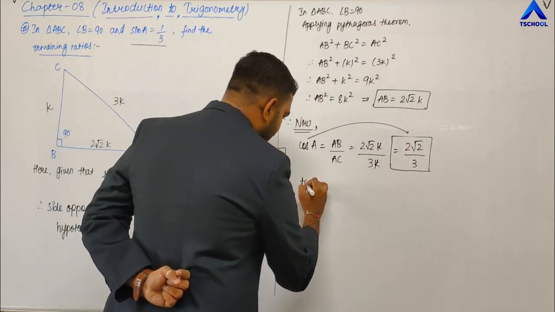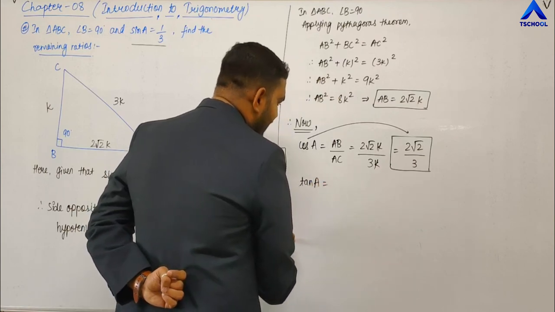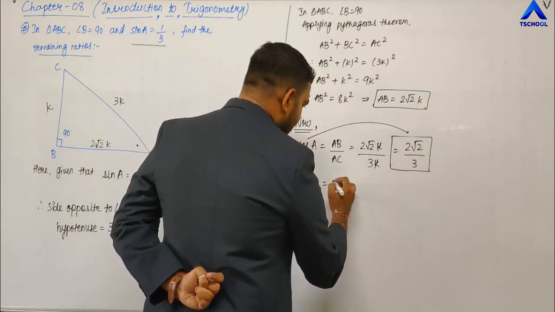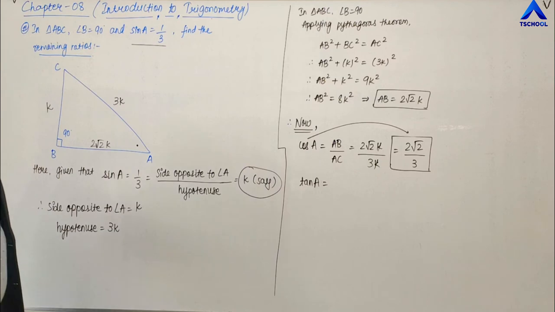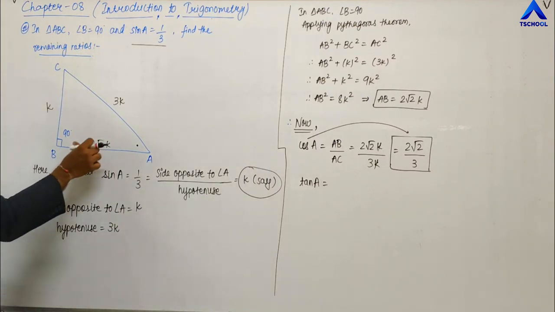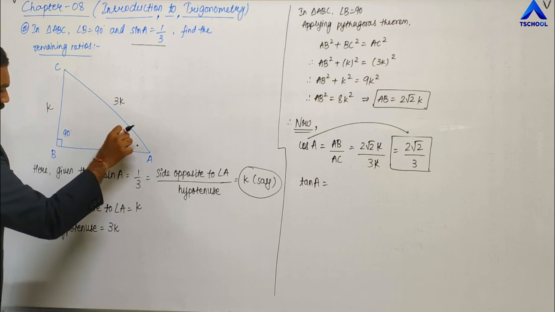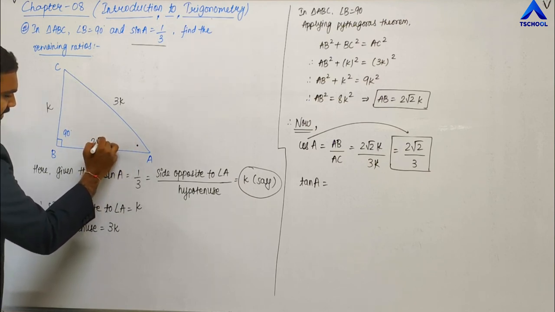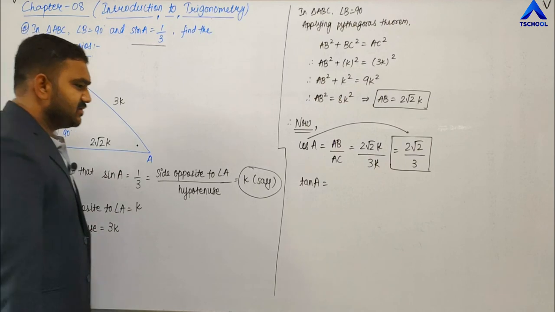Similarly, I can also find tan A. Remember friends, whenever you are finding tan A, at that time you will have the opposite side first and then the adjacent side.